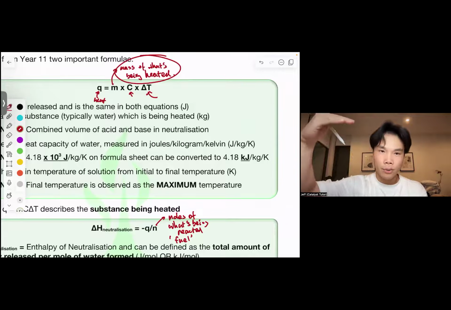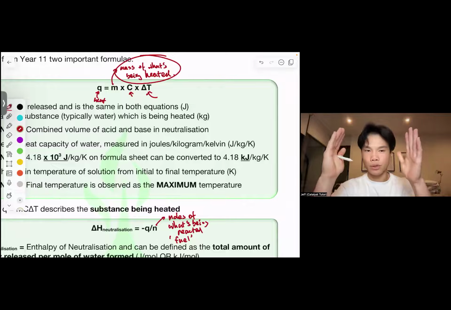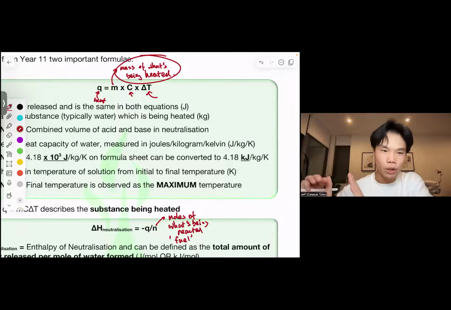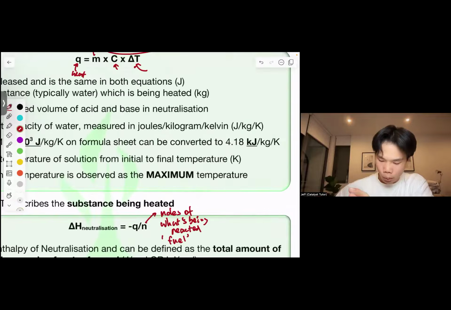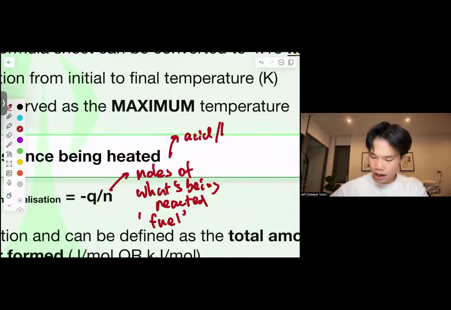m in the first equation is talking about what's being heated, and oftentimes that's your water because you're heating up a solution of water. n is not talking about water at all. We need to have that clear. n is talking about what is being reacted. How much stuff did we react to make this heat is basically what you should be asking yourself. The moles of what's being reacted. In this case, it is your acid and base. It's your reactants, the moles of those.